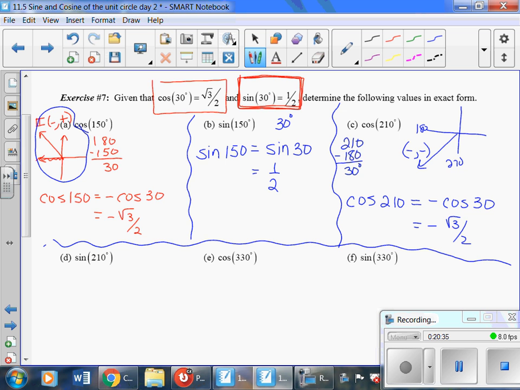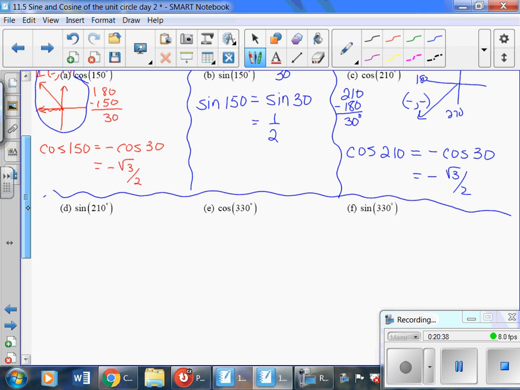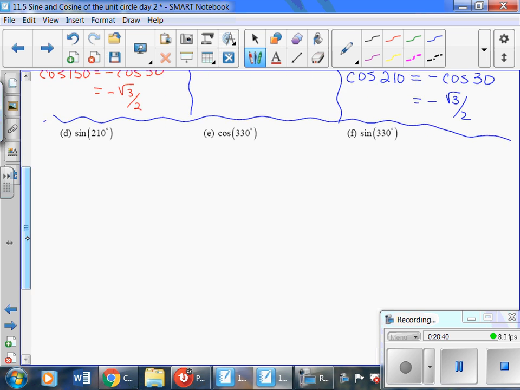Hopefully these are getting a little bit easier. So why don't you try the next three, and we'll come back and discuss it. Well, if you remember from exercise C, for 210 the reference angle was 30 degrees, and I was negative in both my cosine and my sine. So my sine of 210 is equal to the negative sine of 30, which is equal to negative 1/2.